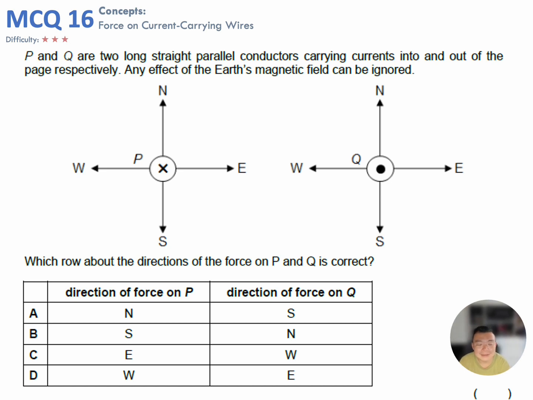You memorize that whenever there are parallel wires carrying current in different directions, there will be a repulsion force, and that's why the answer is D.